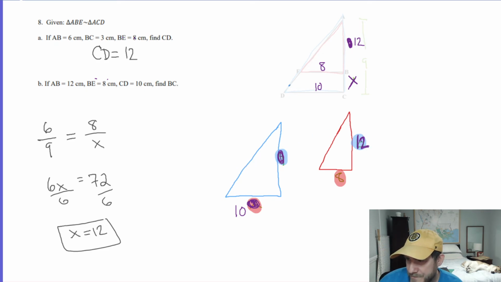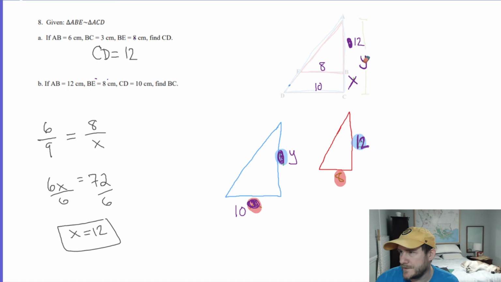We could label this side as, I'm not going to say x again because that's already x, but what if I called this like, I don't know, w or y? Let's just say y. You could solve for y, and then y would be this total measurement. Then y will be some number bigger than 12, and BC will just be whatever y is minus 12. You could find the answer in like 2 steps. I don't think that's what I want to do though.